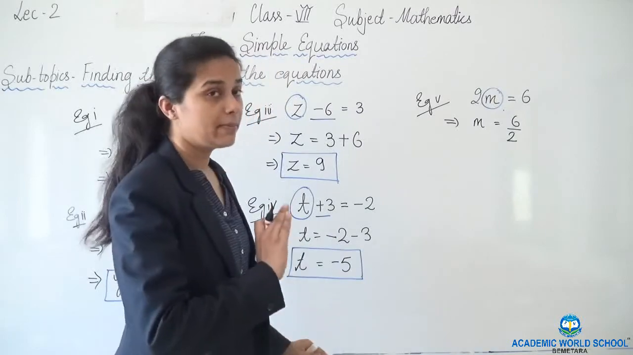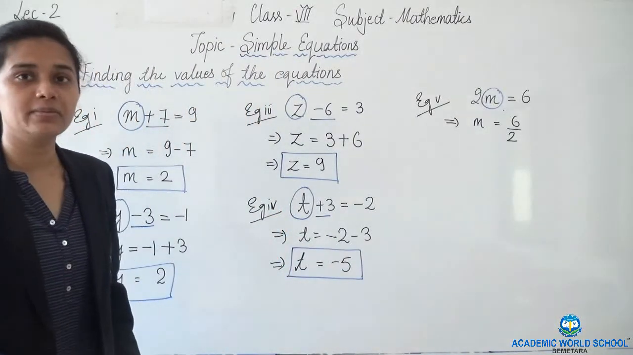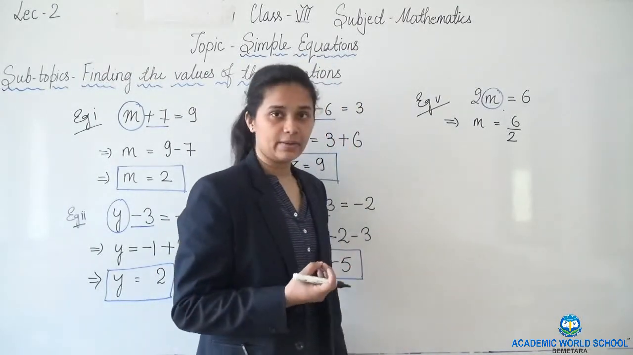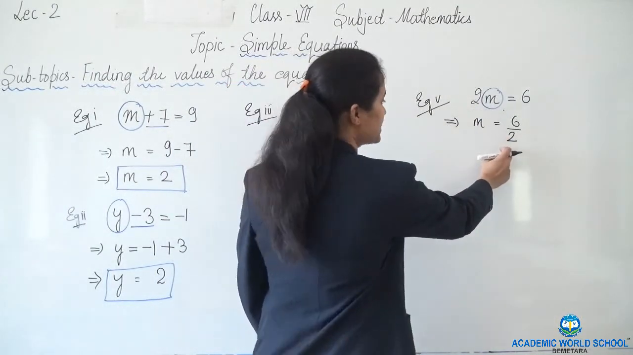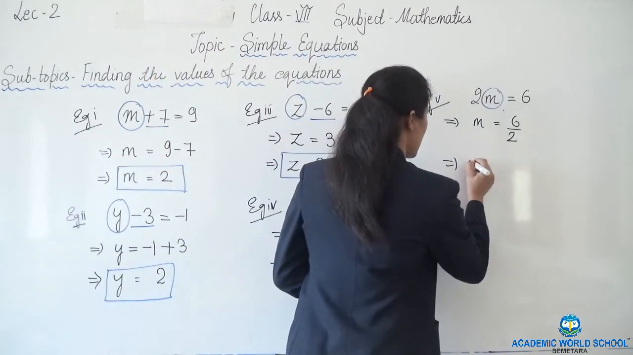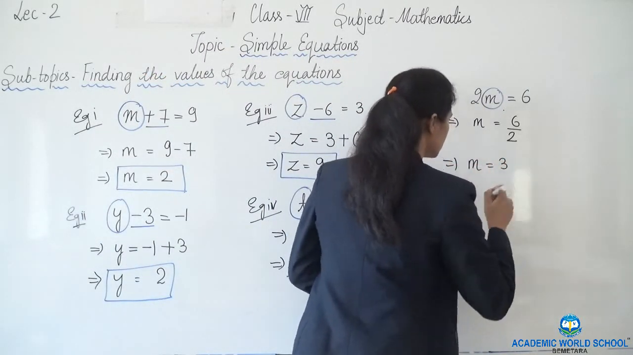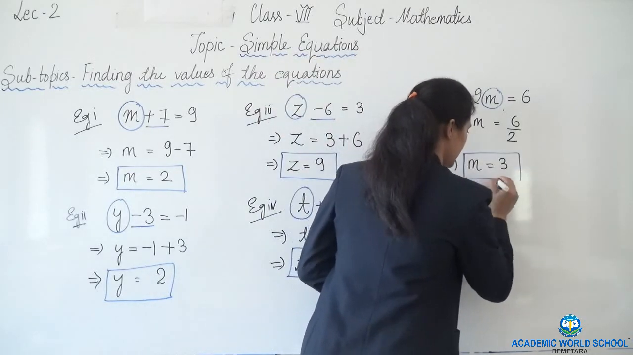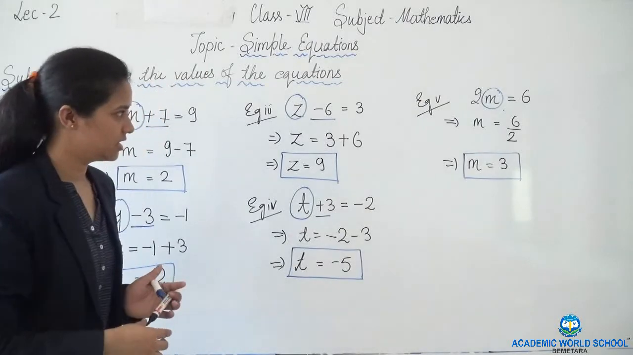Means when a multiplying number changes its sign, it becomes a dividing number. Now it is a multiplying number, now it is a dividing number. So the answer we got here is m equals to 3. What is the final answer we got? m equals to 3.